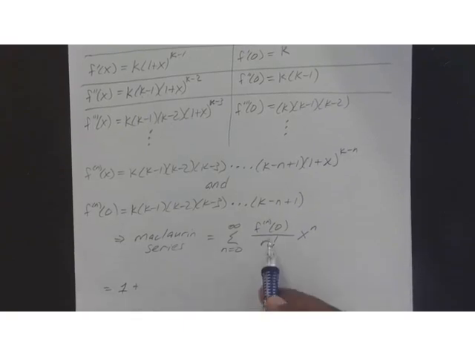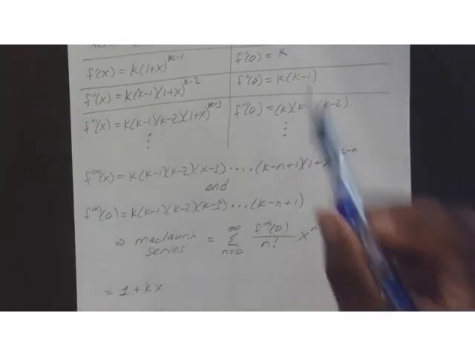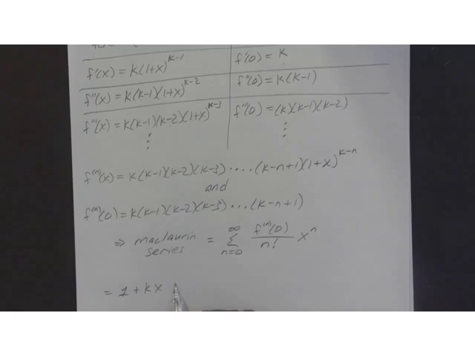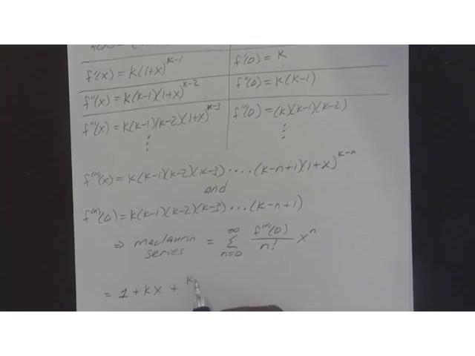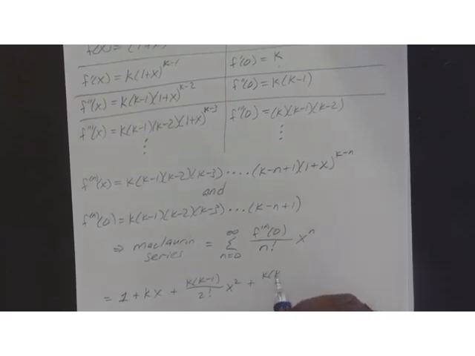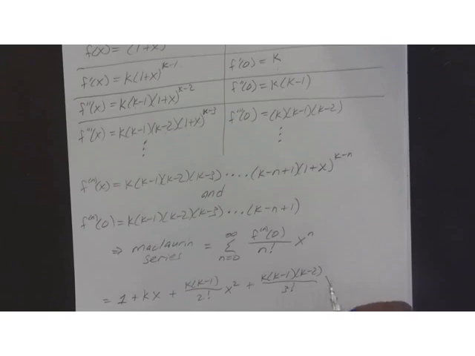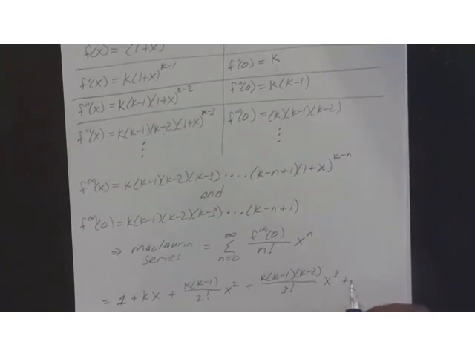1 plus k times x. That's our first derivative. Plus k times k minus 1 divided by 2 factorial times x squared, plus k times k minus 1 times k minus 2 divided by 3 factorial times x to the third power, and it keeps on going in that pattern.